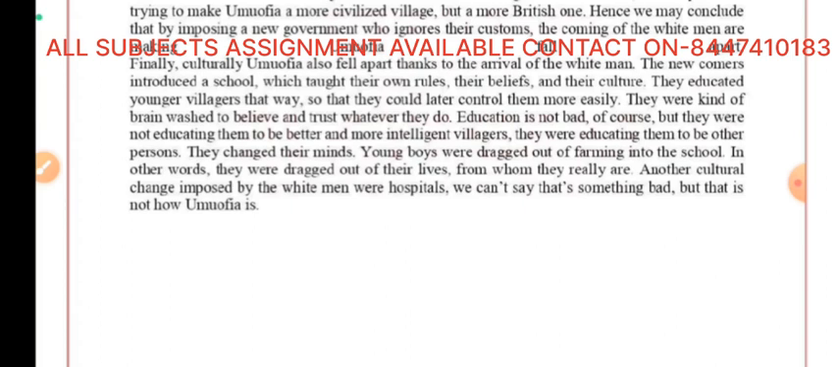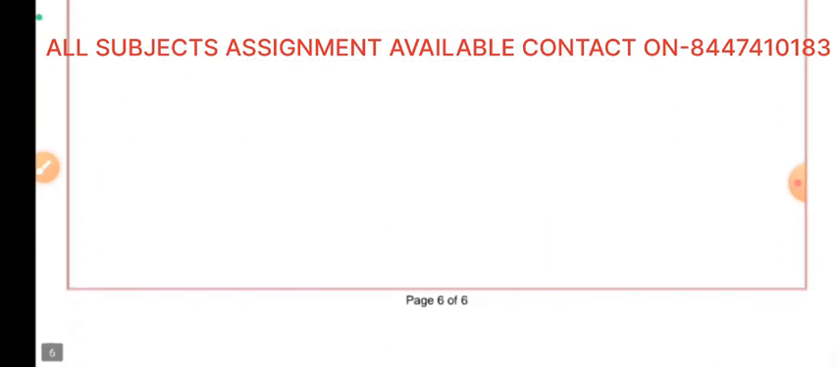Another cultural change imposed by the white men was hospitals. We can't say that's something bad, but that is not how Umuofia is. Okay, that's all for the day.